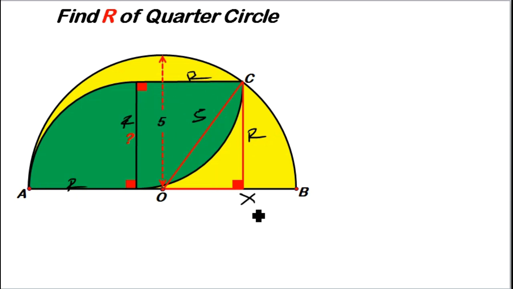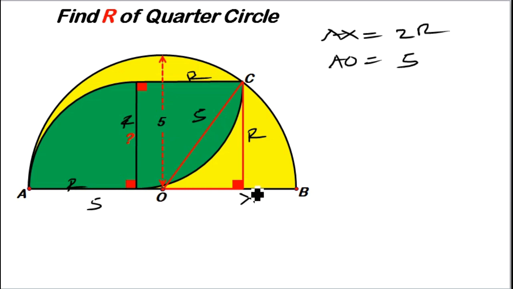So if you let this point be X, then you can see from A to X is R plus R. That is 2R. Then AO is the radius of the semicircle, and the radius of the semicircle from A to O we've been given to be 5. So it means AO is 5, and from A to X is 2R.